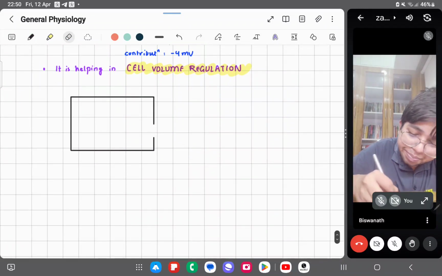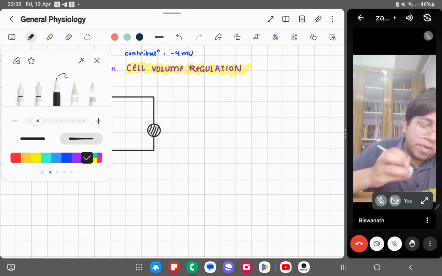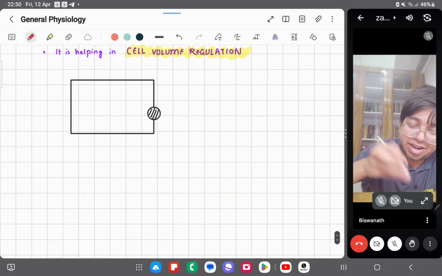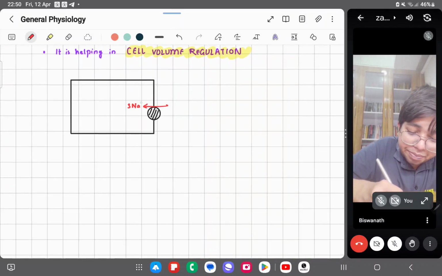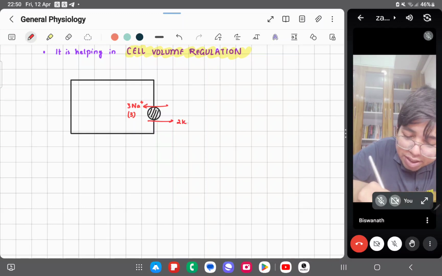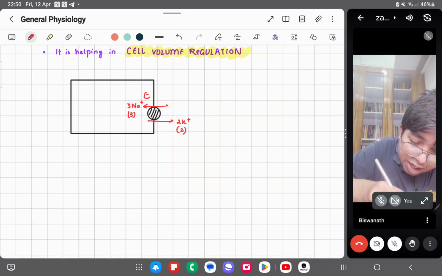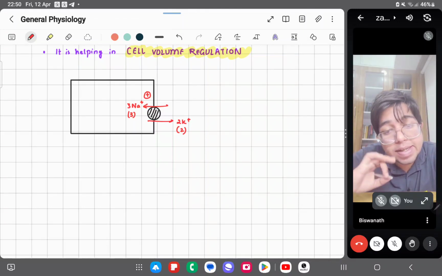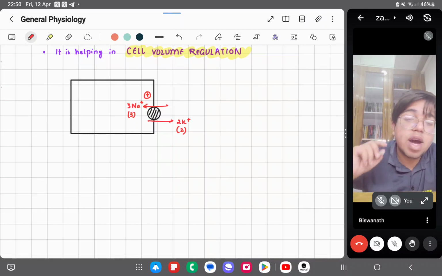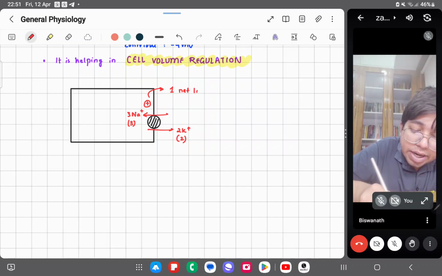This is a cell. This is your Na plus K plus pump. We'll discuss the structure in a bit. Till then, we'll draw our simple circular structure, right? 3 sodium will be entering, that is, three things are coming in. 2 positive charges are leaving out. So there is one positive charge that will be present inside, right? So there is a net loss of one osmotically active particle.